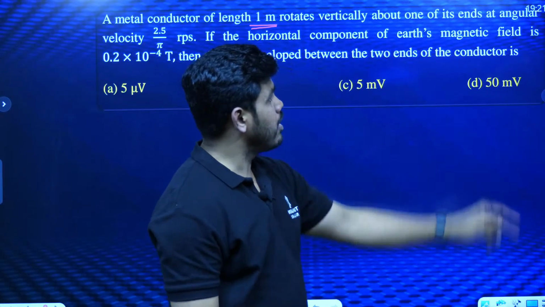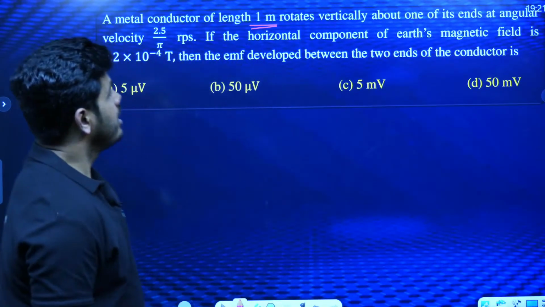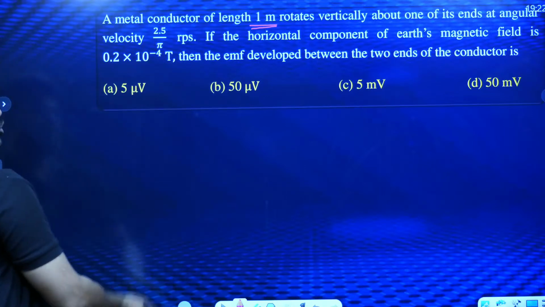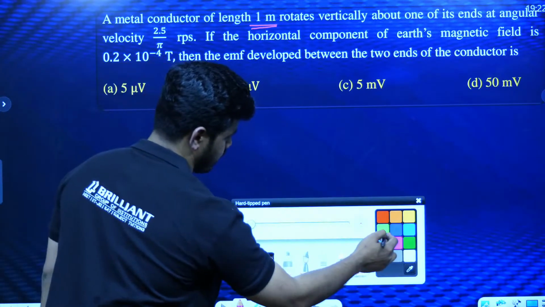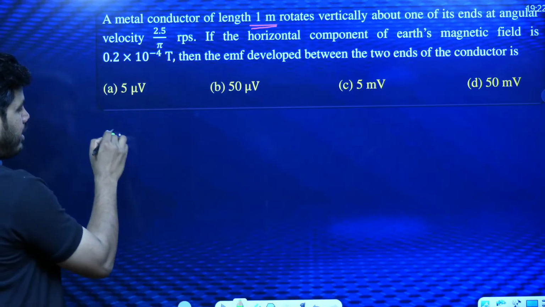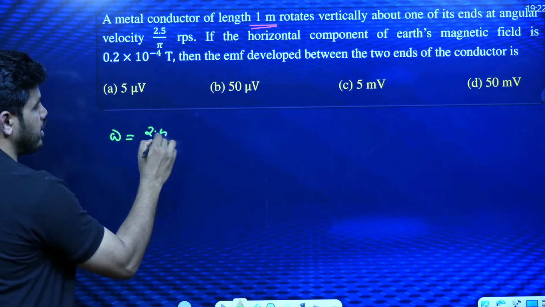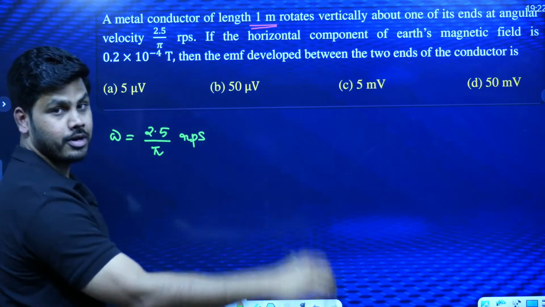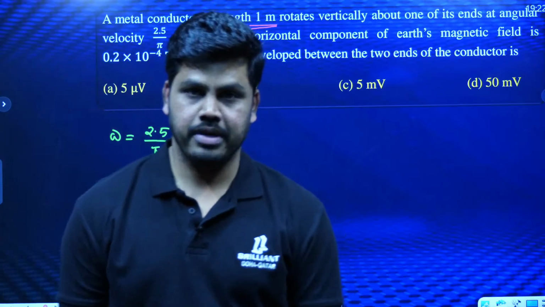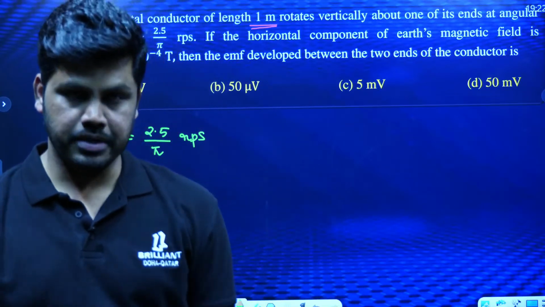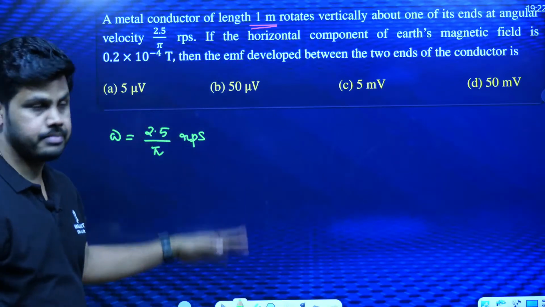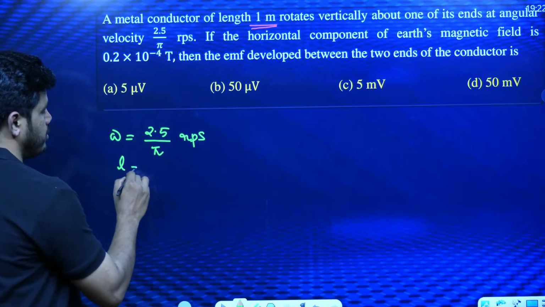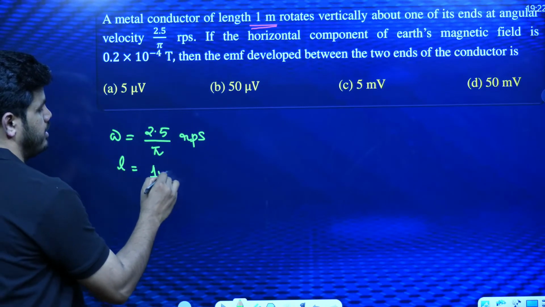It rotates vertically about one of its ends at angular velocity 2.5 by pi rotations per second. Angular velocity we denote by omega. That is what RPS means. RPM and RPS are rotation per minute and rotation per second. So here it is rotation per second given, right? Length of the conductor was given, which is 1 meter.